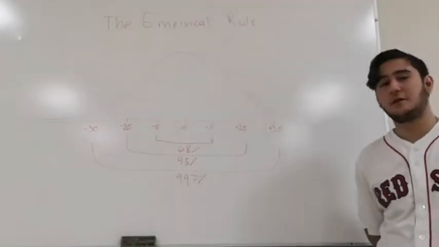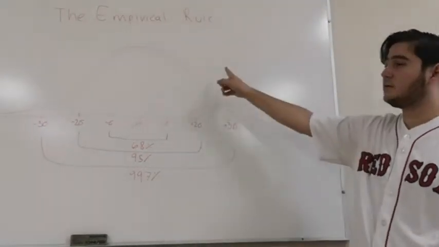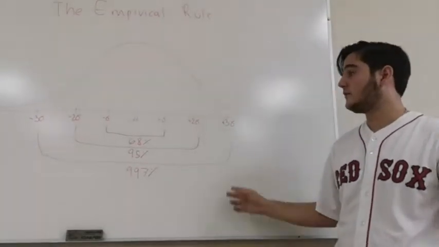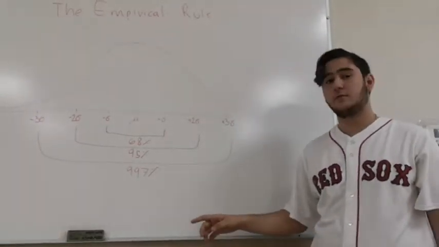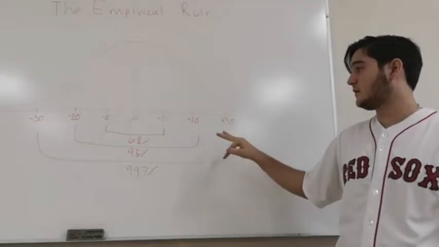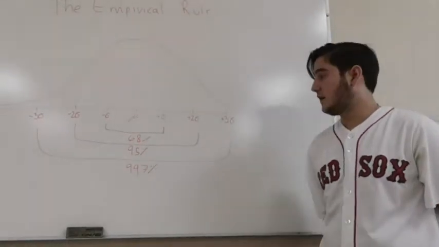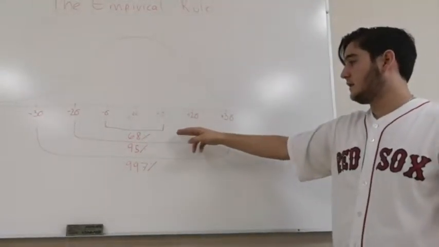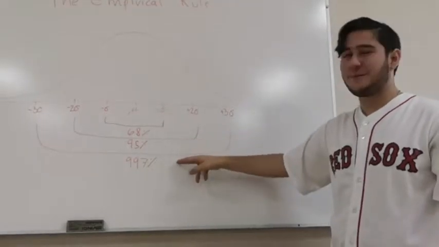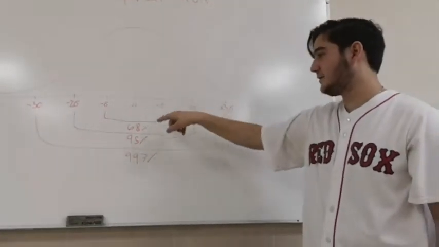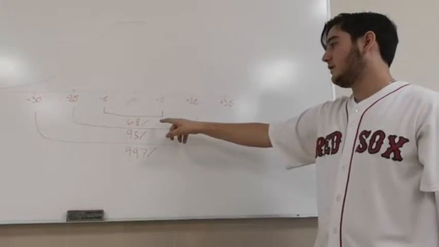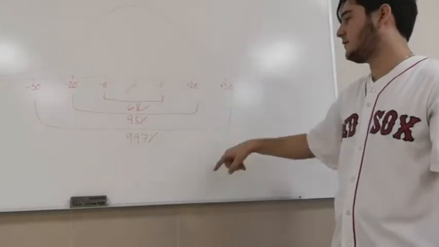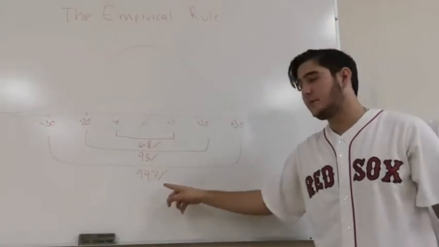This is the bell-shaped graph, and the empirical rule states that for a normal distribution, nearly all of the data will fall within 3 standard deviations from the mean. The empirical rule states that it's split into 3 parts. The first standard deviation from the mean is 68%, the second is 95%, and the third standard deviation is 99.7%.